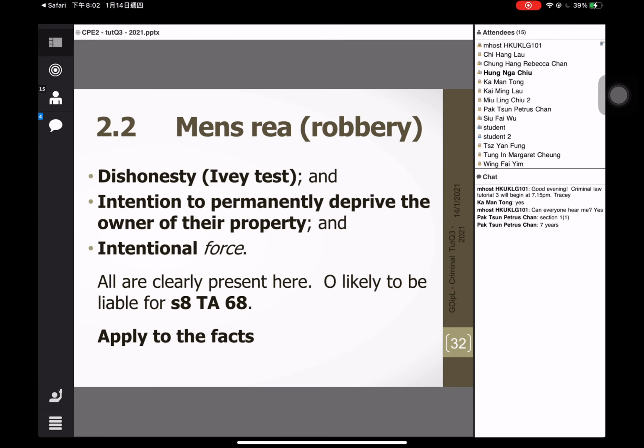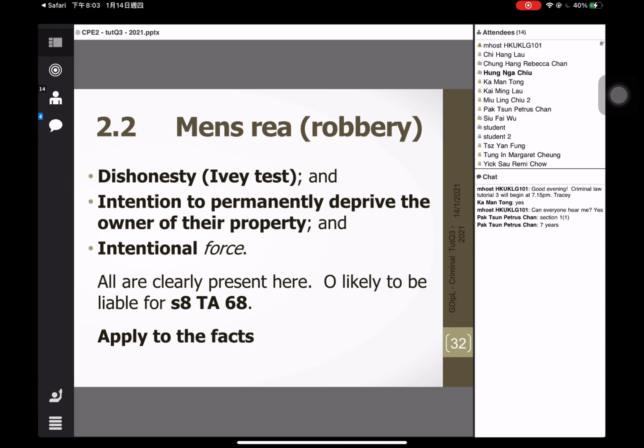And then overall in robbery, dishonestly, the various intentions, intentional force, intention to permanently deprive the owner of the property, that seems to be unproblematic. So all are clearly present here. So likely to conclude Section 8, a robbery offence against Oliver.